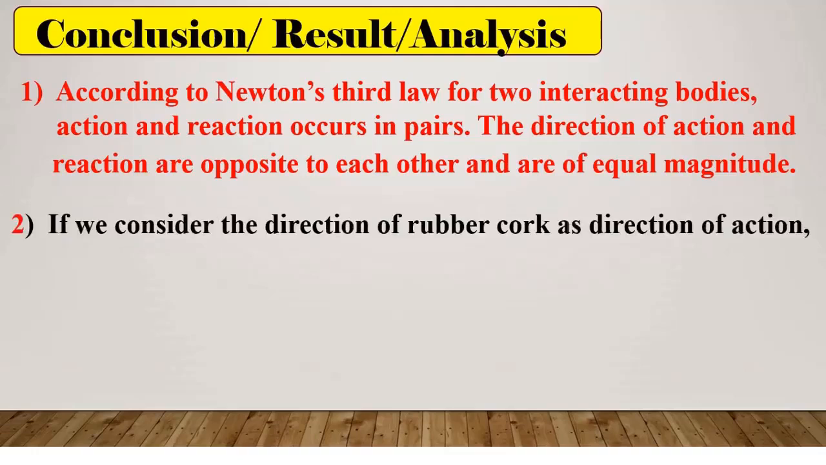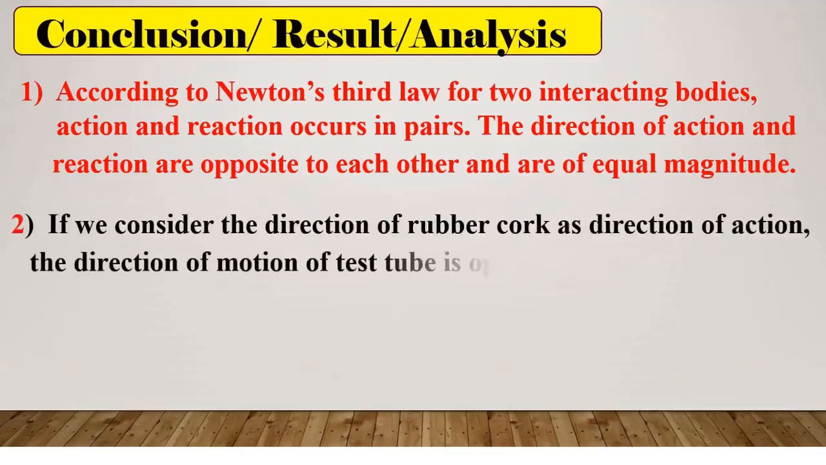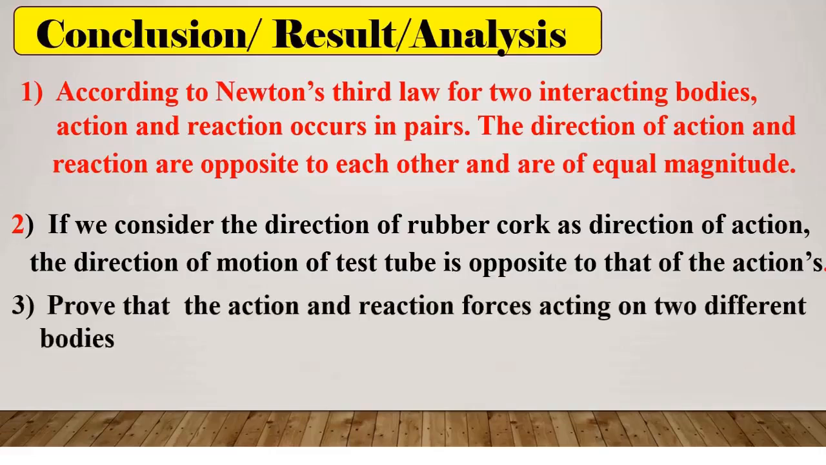If we consider the direction of the rubber cork as the direction of action, the direction of movement of the test tube is opposite to that of the action. So this proves that the action and reaction forces act on two different bodies.